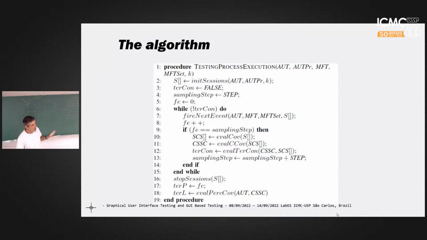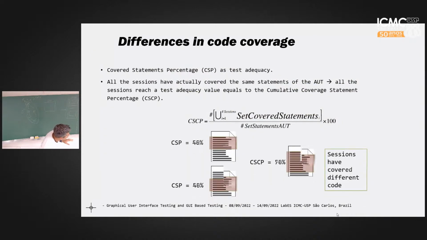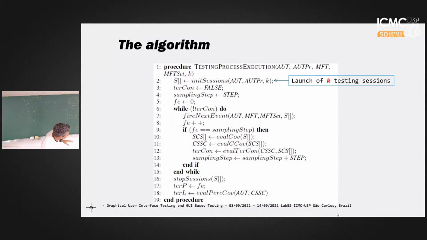Now, this is the algorithm, but the algorithm is provided in a paper. I think you can find the paper. So, don't consider the algorithm now because we are all tired, but let's see the main point of the algorithm. I launch K testing sessions, okay? 1, 2, 3, 4, up to N.